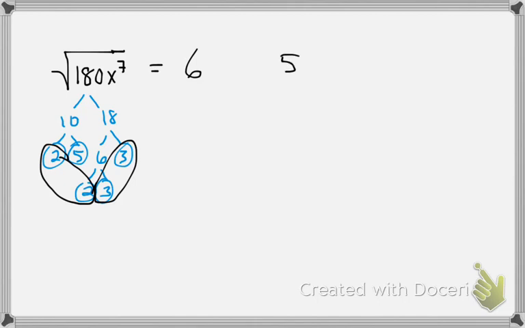Just 5. I have a 5 there. Do I have a square? Nope. Just one lone little 5. Under it goes. What about the x? Do I have squares? Yes. How many? I have 3 squares, right? 2, 4, 6. And then I have 1 extra. So I can bring outside x 3 times, so that's x cubed, and I'd leave underneath x to the first.